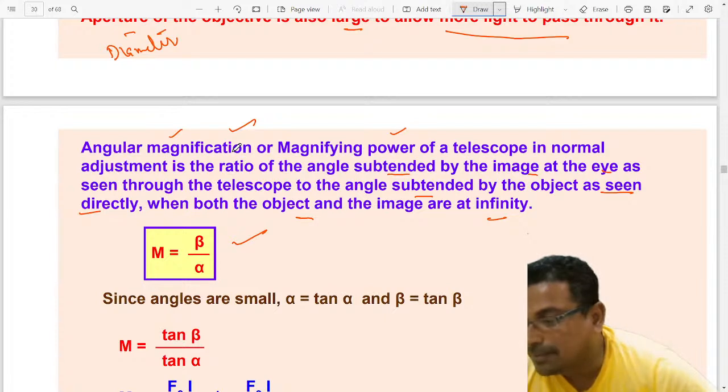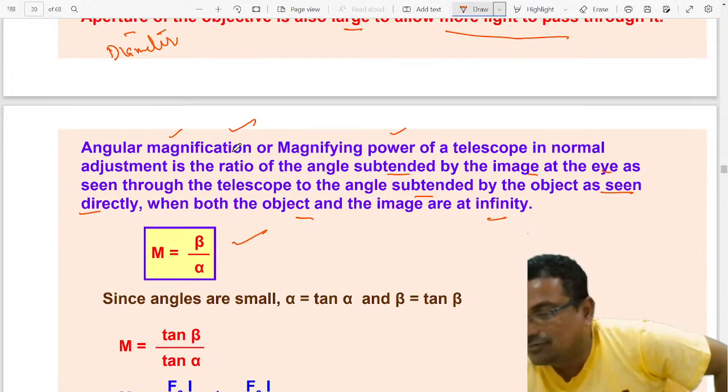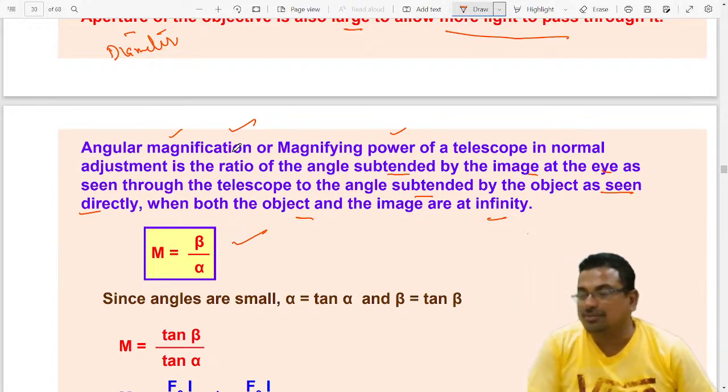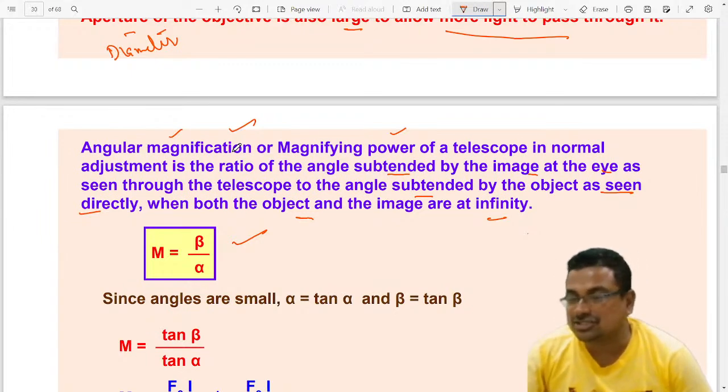Earlier it was for the microscope. The microscope is used to see small objects, microparticles. The telescope is used to study celestial objects, very far objects. In both cases we are using convex lenses of different focal lengths. One we use to see microorganisms, another is used to study celestial objects.